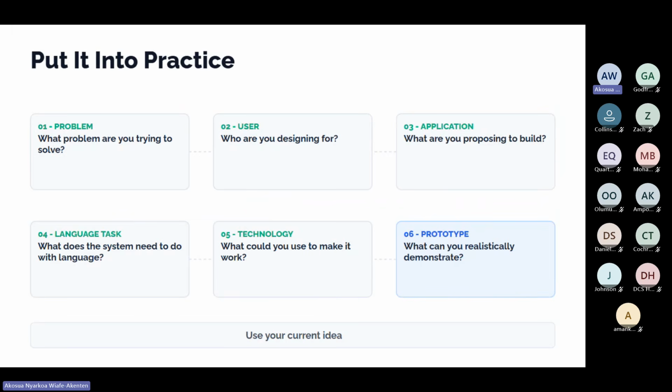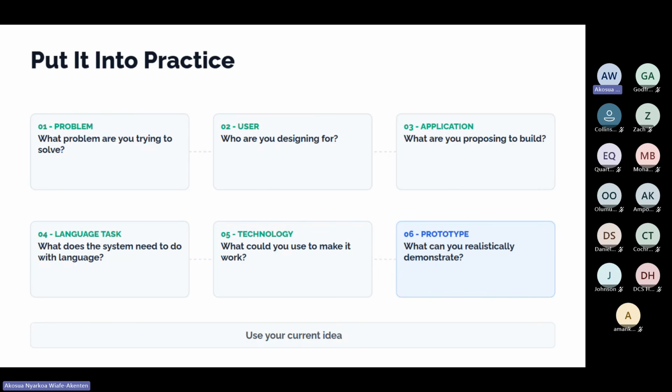I would want us to do a reflective exercise. We'll take about 10 minutes to look into this. I don't know how many people have their team members on the call, but I'll give us some time to look at all we've discussed: the problem, the user. Think about the problem you're trying to solve, who you are designing the solution for, the application you're proposing to build, and the language tasks and capabilities that we mentioned that you need to build that application. What technologies do you need?